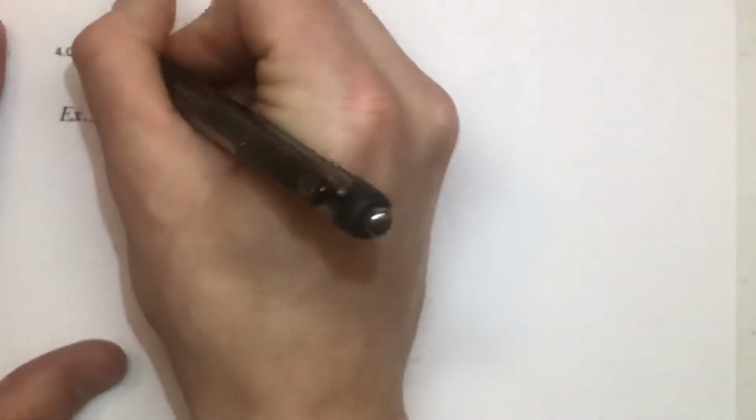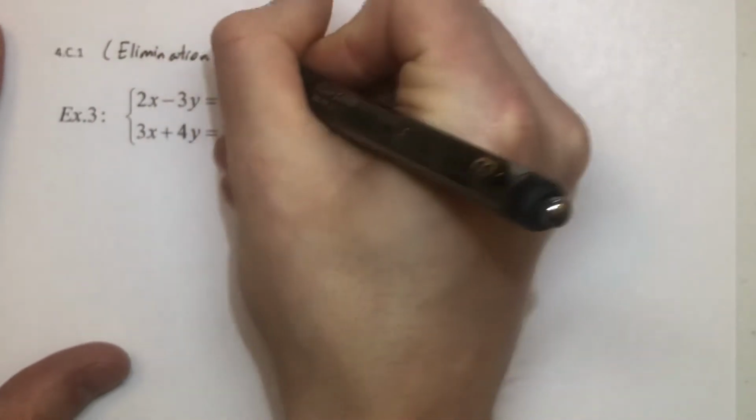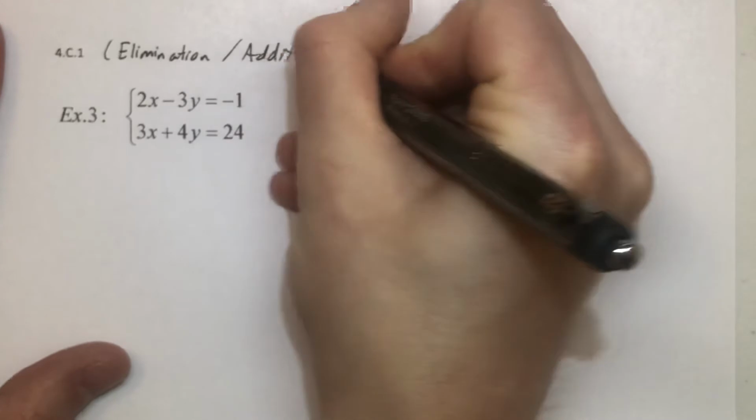And then this question is example 3 from our notes in 4C1. And again, this process we're going to use here, I call it the elimination method. I believe the author in the book calls it the addition method.